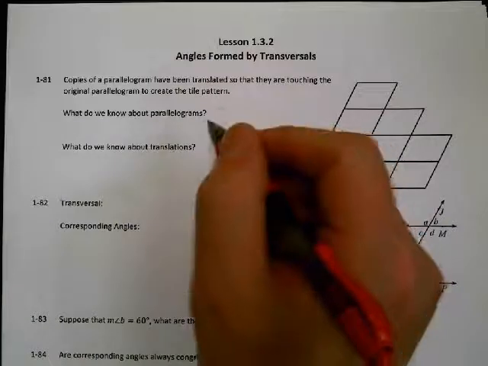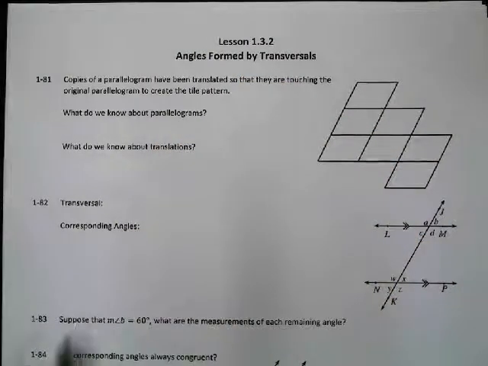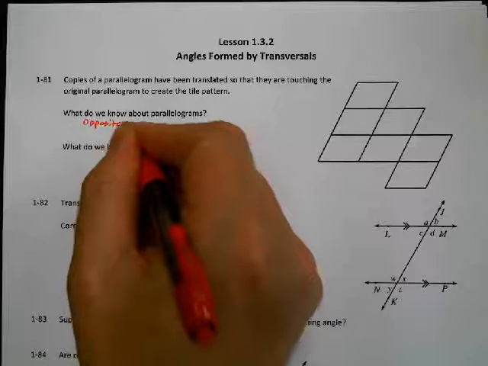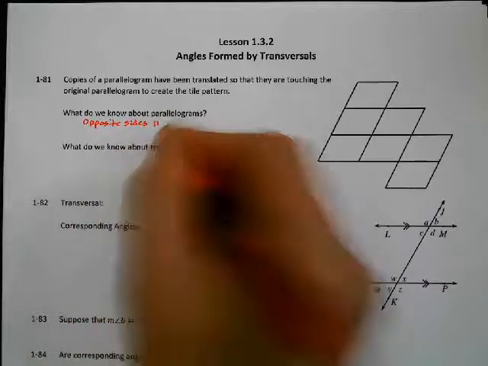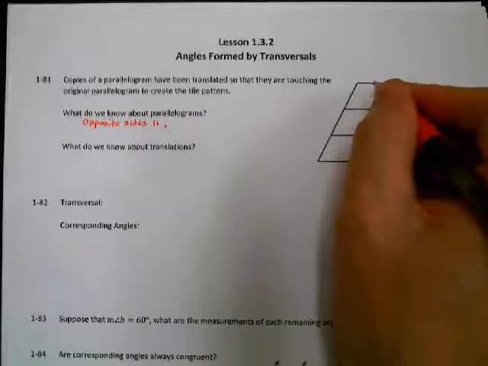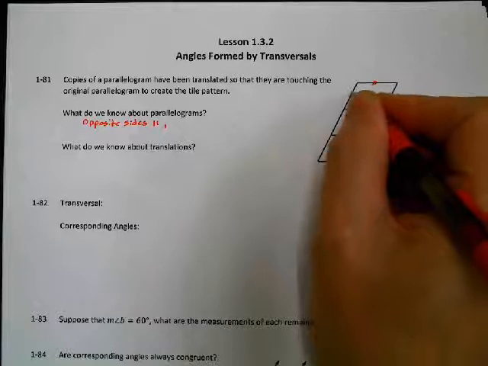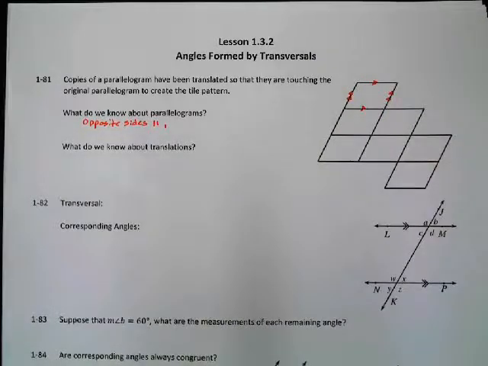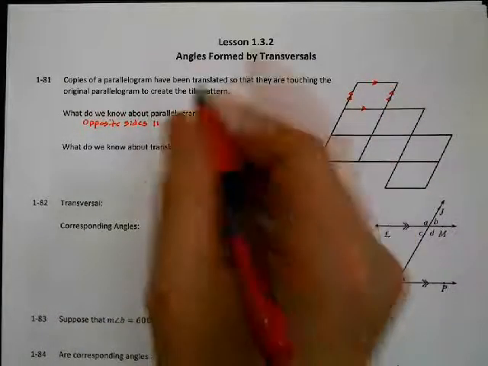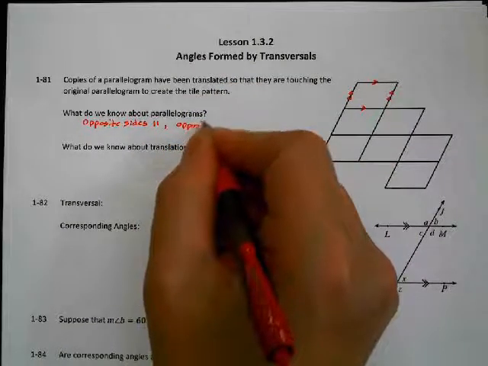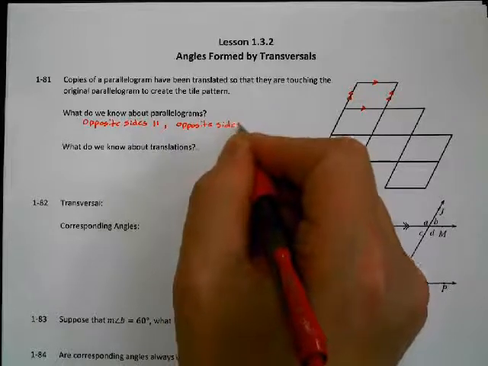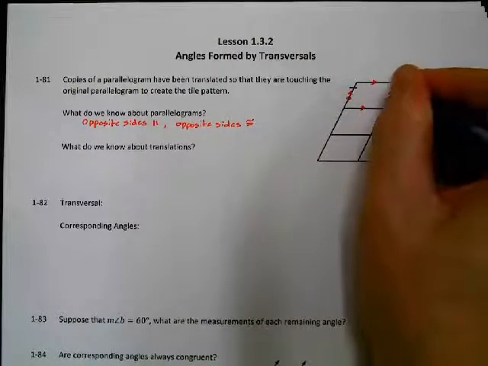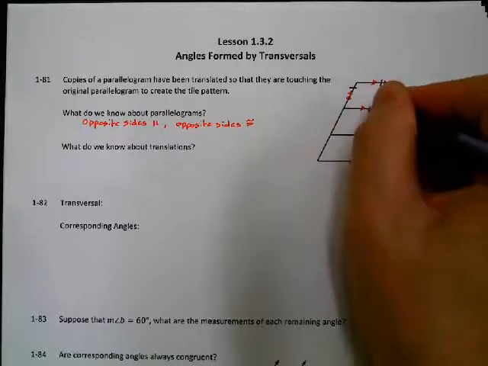So what do we know about parallelograms? Well, we know that parallelograms, stated in the name, the opposite sides are parallel. So the opposite sides are parallel. This one and this one would be parallel, and then this one and this one would be parallel. We know that the opposite sides are congruent. So that means this side here and that side there are the same. And then this side and this side would be the same.